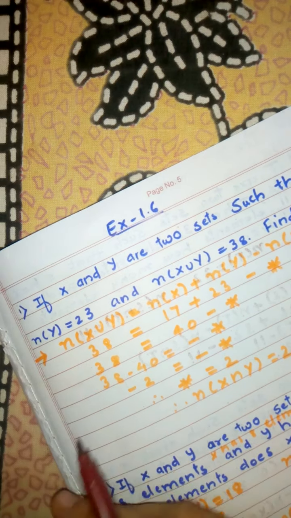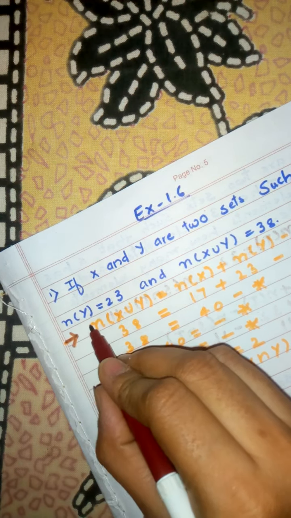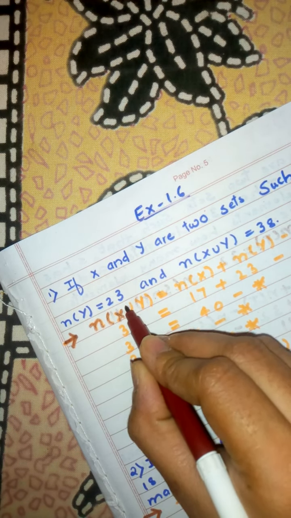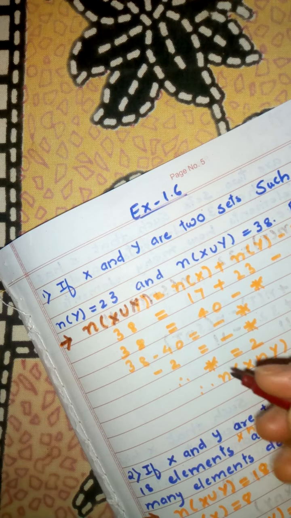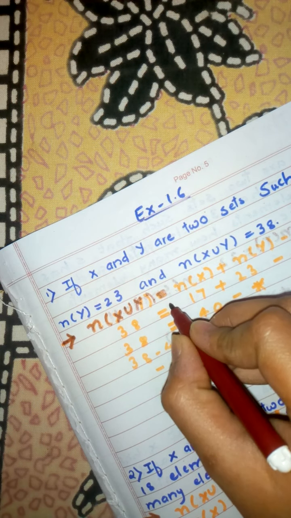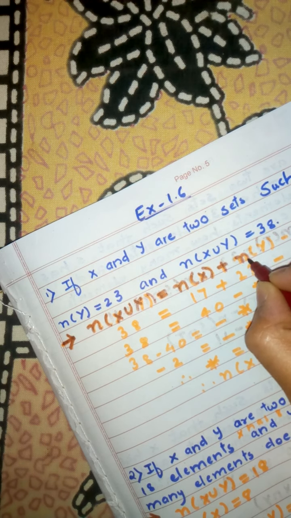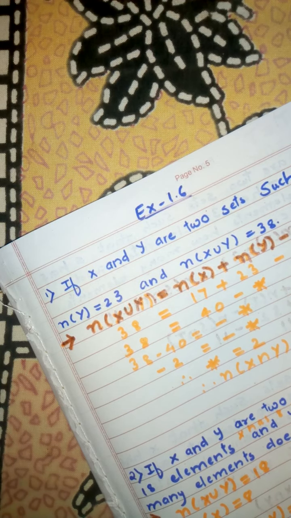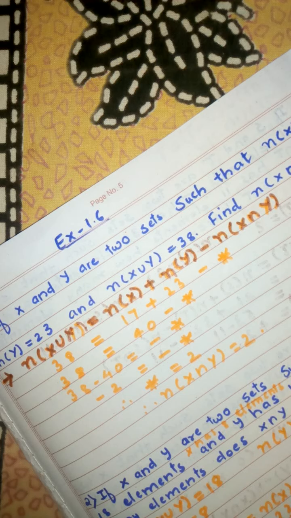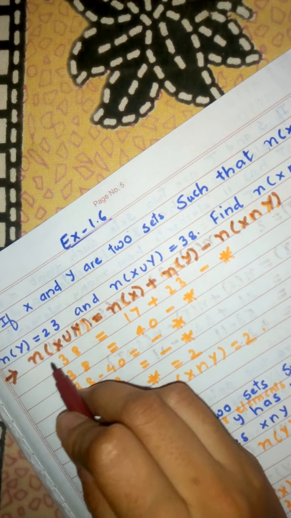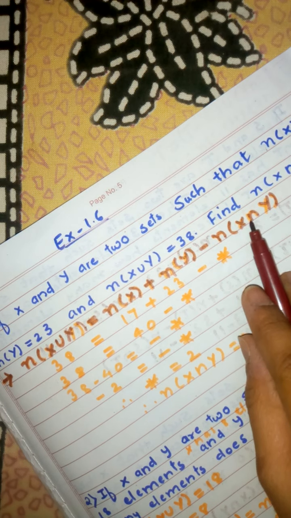So in the previous video we have seen this formula. The number of elements in x union y is equal to the number of elements in x plus the number of elements in y minus the number of elements in x intersection y. Now if we use this formula, all the quantities are given and we can find the number of elements in x intersection y.